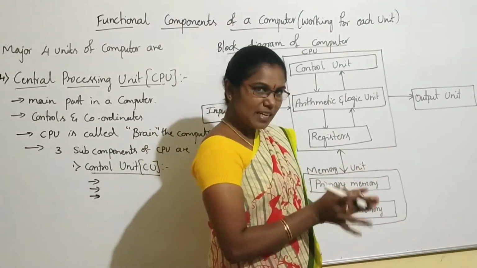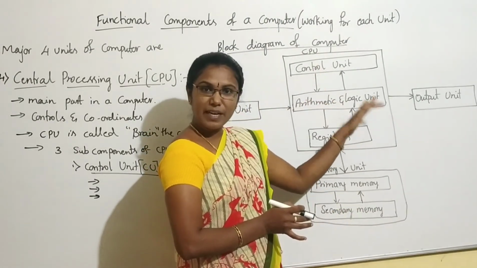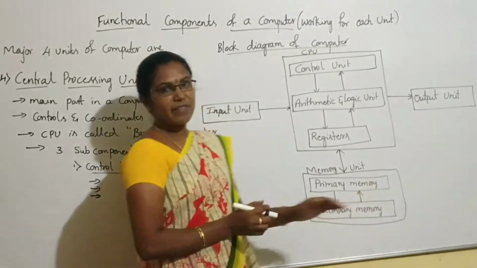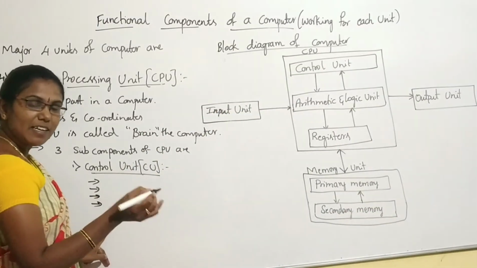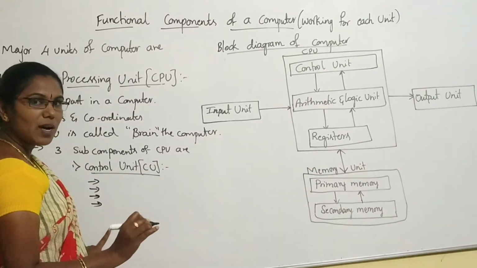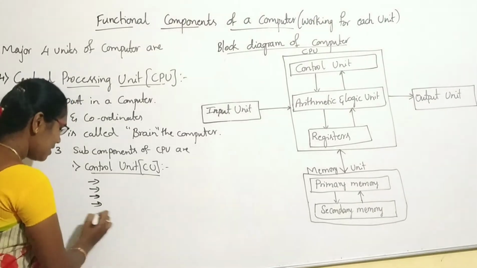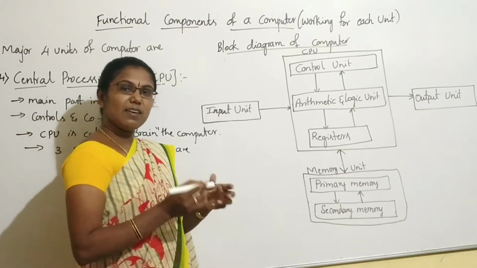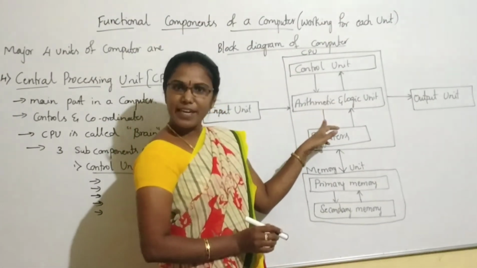Understood? If it is related to ALU, the data should be transferred to ALU. If it is not related to ALU, the control unit sends that data to the memory devices. Understood? The fourth function: if the data does not have any calculation part, the control unit sends the data to the memory for storage.